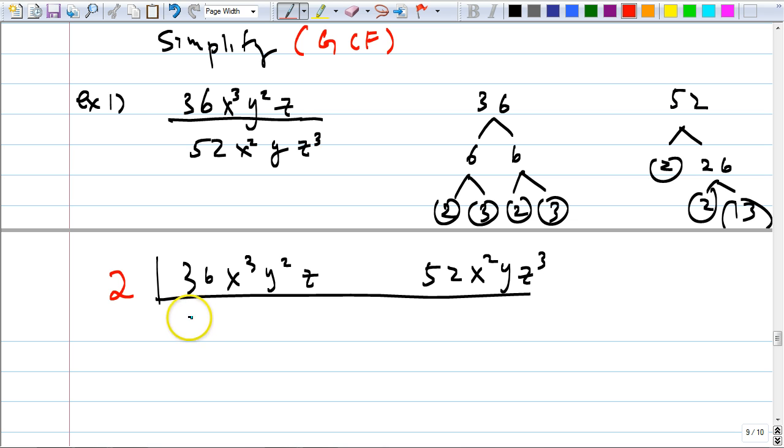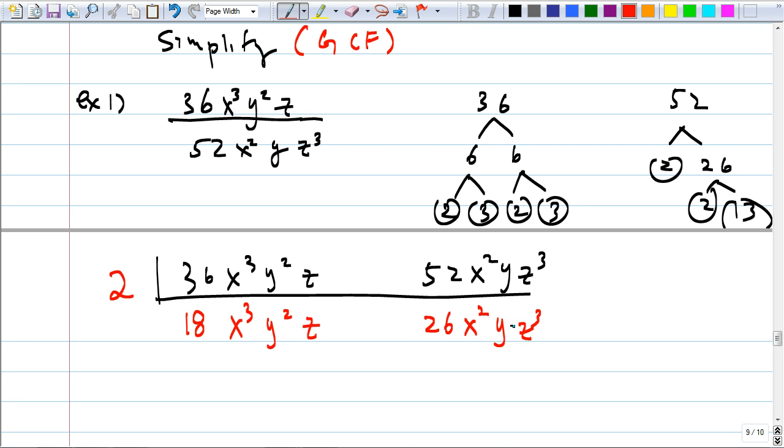So if you were to divide 36x cubed y squared z by 2, what do you get? 18 x cubed y squared z. Good. What about the other one? You can see right here, when you do factor tree, when you divide it by 2, don't you get 26? x squared yz cubed, not x cubed. Are we okay there, guys?